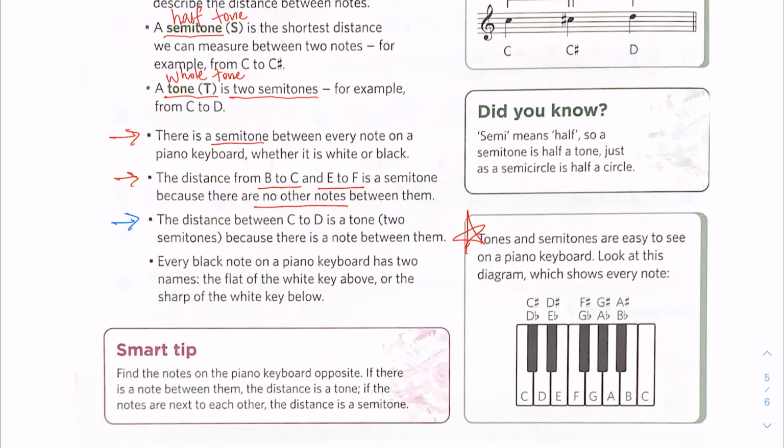Here, the distance between C to D is a tone. So here we have a C, here we have a D. In between them, we have this black key.